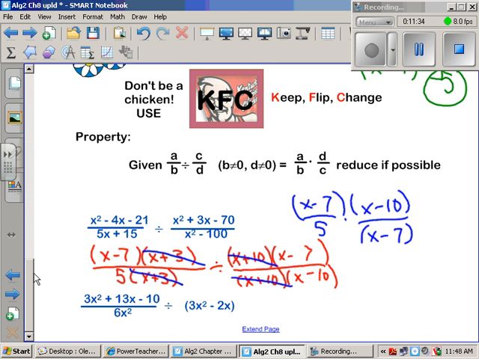And then the x minus 7's cancel, and I get x minus 10 over 5.